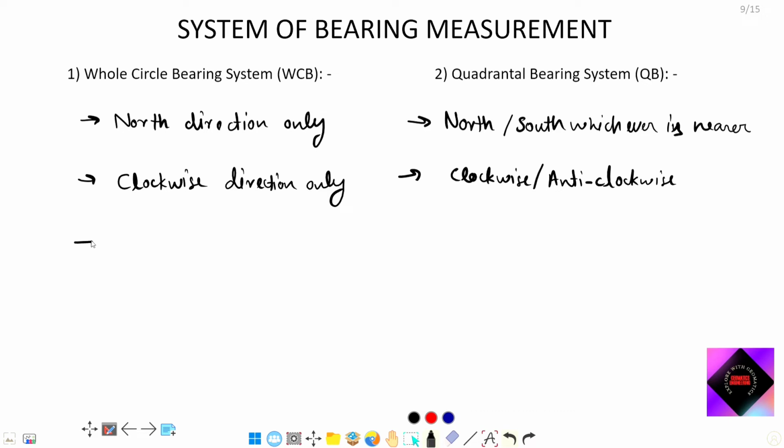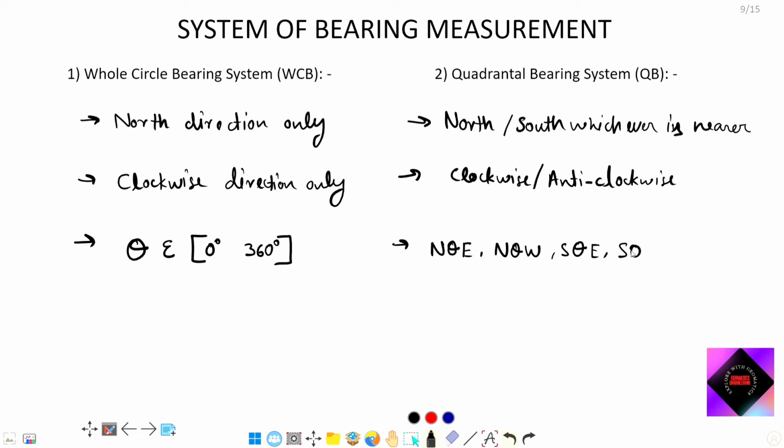Next one, the range of the representation is like this, theta only, and the range of this theta is 0 degree to 360 degree. And here we represent it like north theta east, or north theta west, or south theta east, or south theta west. And the range of theta here is only 0 degree to 90 degree. So in this way these two bearing systems work.